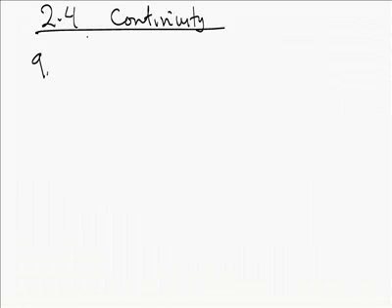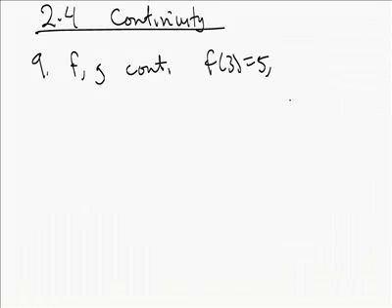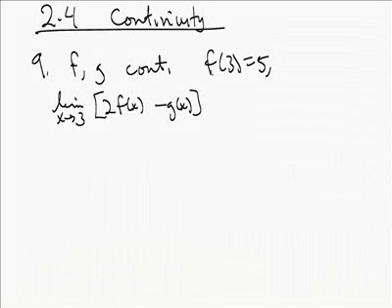You can see in number 9 that we're given two functions f and g, and we're told they are continuous. Remember what that means. It means the limit as x approaches a, for any value a in the domain, is going to equal the function evaluated at that point. And we have that f of 3 is 5, and the limit as x approaches 3 of the quantity 2 times f of x minus g of x is equal to 4. And we're asked to find g of 3.